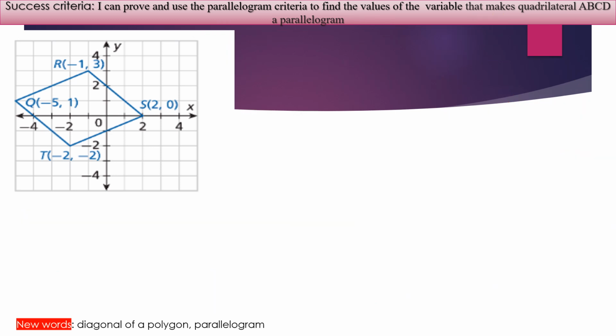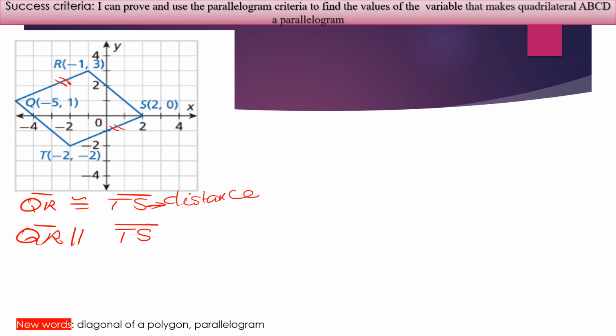Okay, now the same thing, but now we have to solve for QR and TS. This is what we have to find out. We have to prove that QR is congruent to TS. Similarly, QR is parallel to TS. To find the congruency, we have to use the distance formula, and to find out the parallel, we have to use our slope formula. So let's find out that QR is congruent to TS.